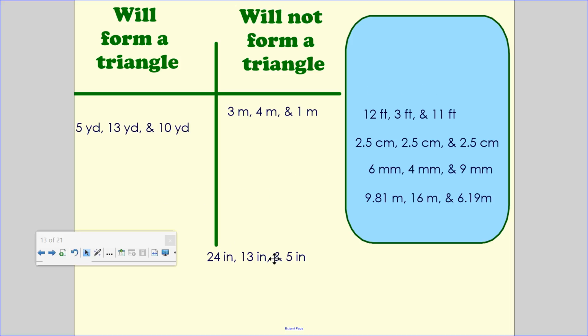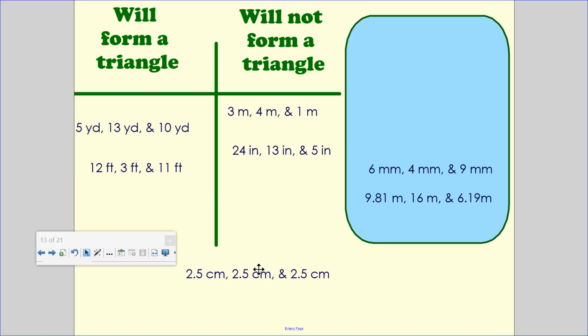Yes. The two smaller sides are 5 and 13, which is 18. Is that greater than the third side? No. The two smaller sides are 11 and 3, which is 14. Is that greater than the third side? Yes. The two smaller sides, oh, well, they're all the same. 2.5 and 2.5 is 5. Is that greater than 2.5? Yes. That's an equilateral triangle, by the way.